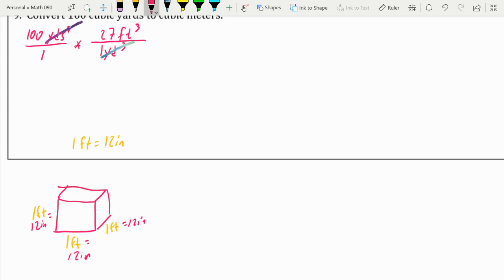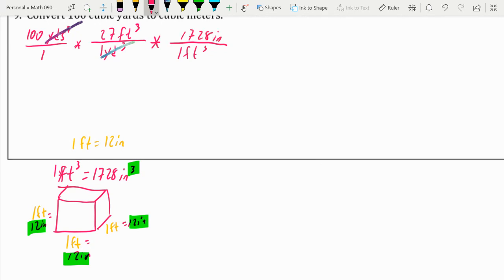Well, 1 cubic foot is equal to 12 times 12 times 12, and that ended up being 1,728 cubic inches. All I multiplied was 12 times 12 times 12. Inches times inches times inches gave me inches to the third. So hopefully you're still with me and you didn't give up on me yet. 1 cubic foot is equal to 1,728 cubic inches. Cubic feet canceled.